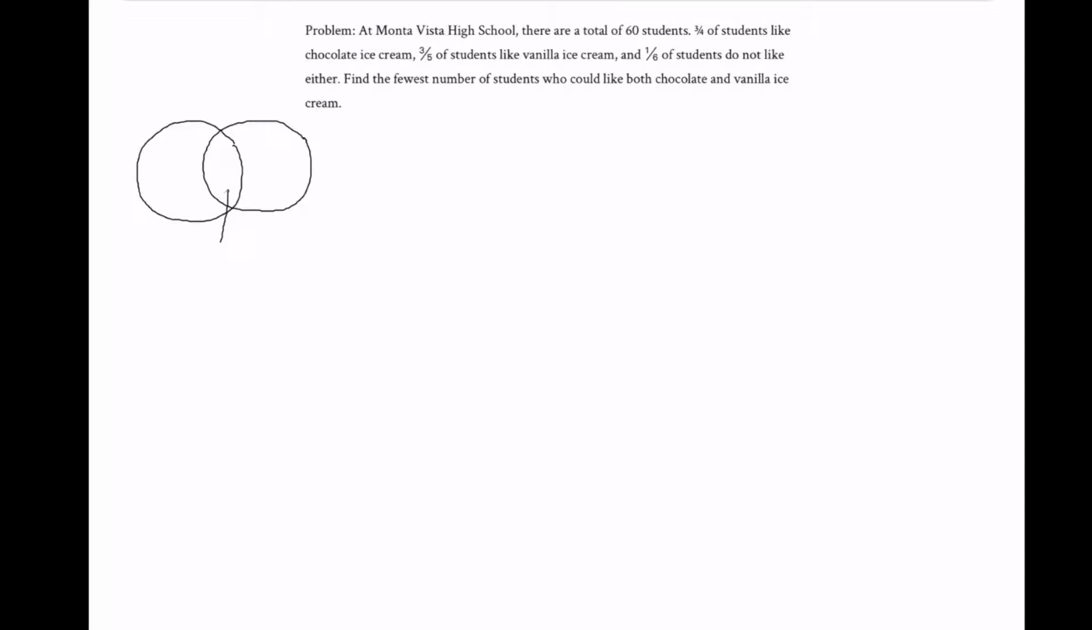Notice this area in the middle. This is what we call the intersection of two Venn diagrams. If we have a group called chocolate and a group called vanilla, then the intersection is the number of people who like both chocolate and vanilla.